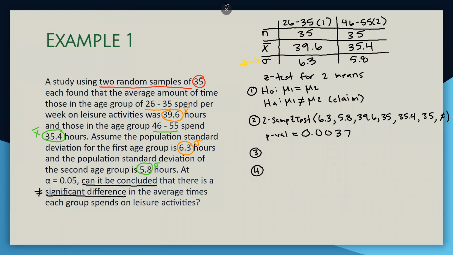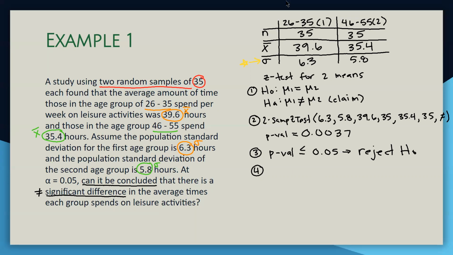We're going to go ahead and compare that to our alpha value, and they did give us an alpha. They said alpha was 0.05. So we're comparing our p-value to 0.05, and our p-value is definitely less than 0.05. So we meet that less than or equal to requirement to reject. So we are rejecting our null hypothesis. We are statistically confident that there is likely a significant difference here.